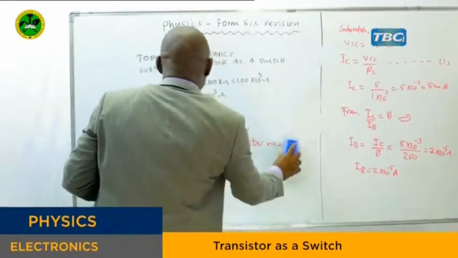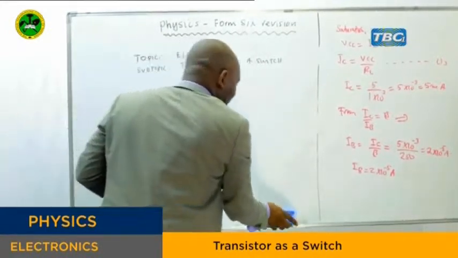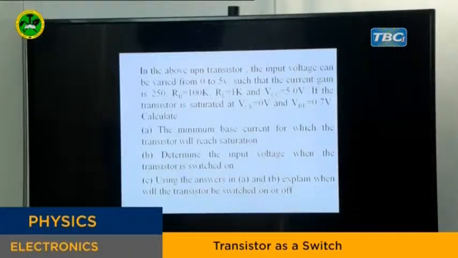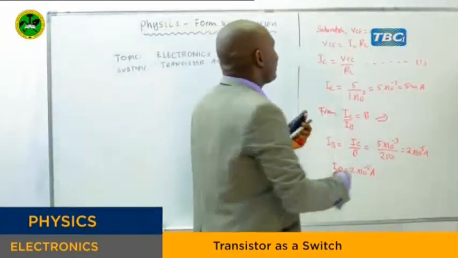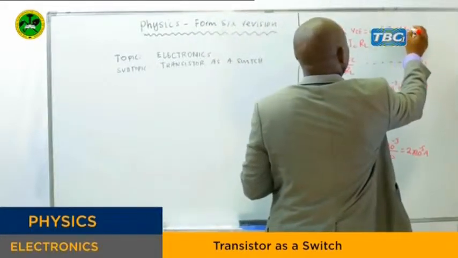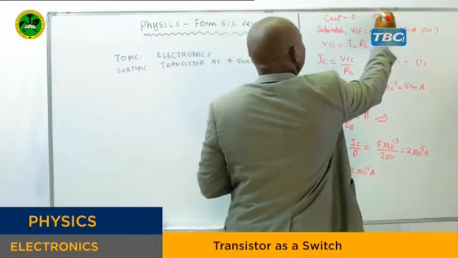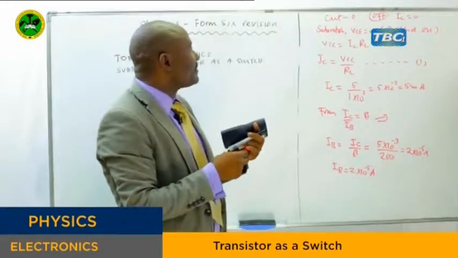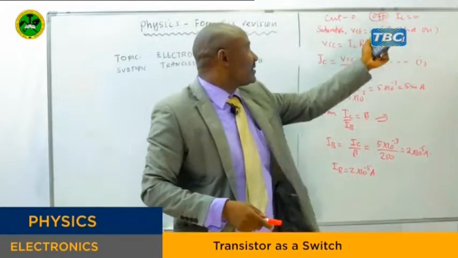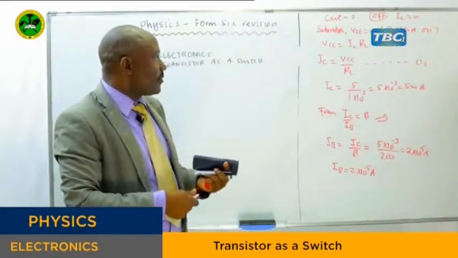Part B of this question is to determine the input voltage when the transistor is switched on. Remember, when the transistor is switched on, it's supposed to be in saturation. That's where it's switched on. In cutoff, the transistor is switched off, because IC is 0. So the transistor can be off in cutoff, and in saturation, that's where the transistor is on.